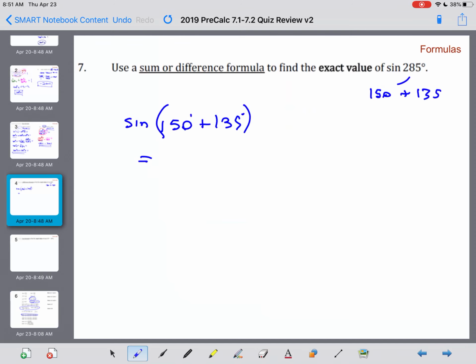So I'm going to go ahead and put that in action here. So it's the sine of the first times the cosine of the second plus the cosine of the first times the sine of the second.